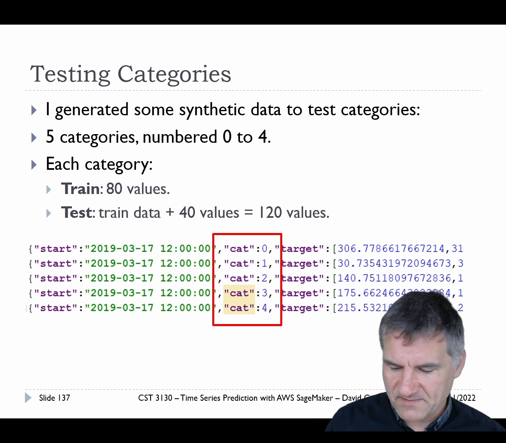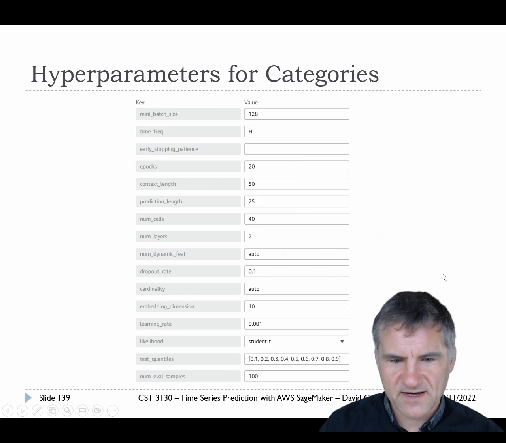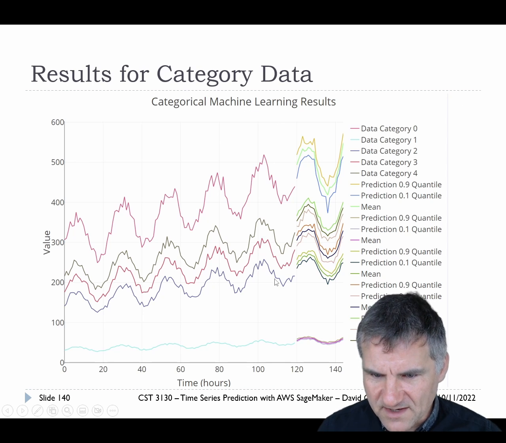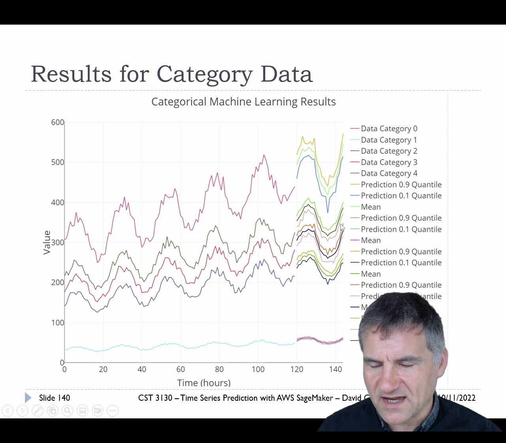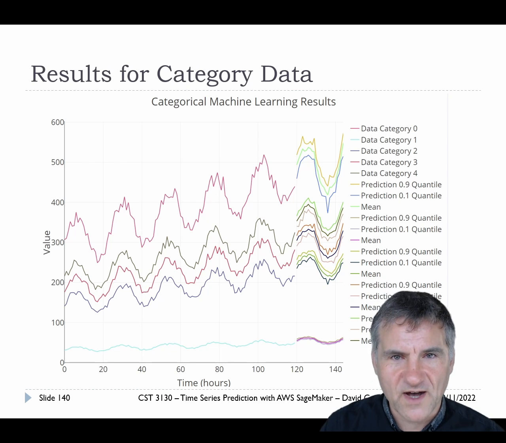And if you look at the examples, this is some synthetic categorical data I generated with 5 different categories, and here are the predictions from those categories. So it's not brilliant, right? But it's kind of okay. It's mostly capturing the patterns, even though it's working on a vastly reduced data set.